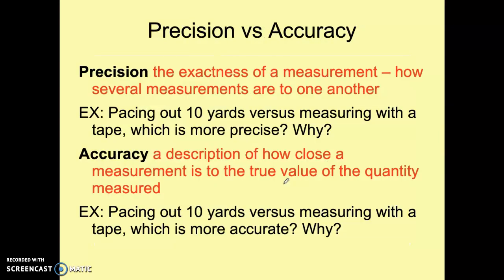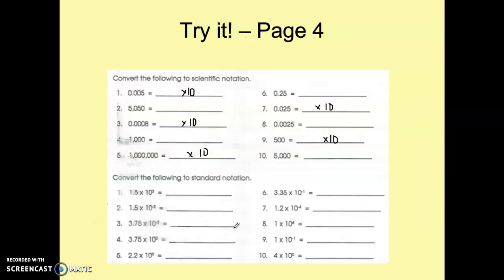Last piece of vocab: whenever we are taking measurements, precision and accuracy, which we talked about already in a previous video, are exactness or how close it is to the actual measurement. Which one's more precise is whichever one you're going to do more consistently, probably the measuring tape. Which one's more accurate? Definitely the measuring tape.